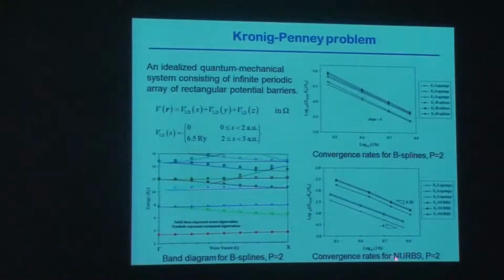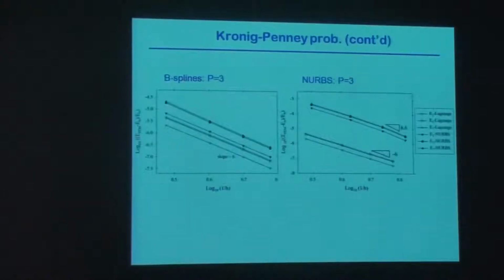And convergence rates for NURBS order p equal to 2, and again for NURBS we get a similar convergence rate of 4. If we order elevate B-splines and NURBS to order 3, then the rate of convergence should be 6, and we see this slope of 6.